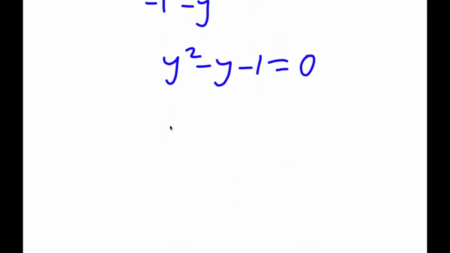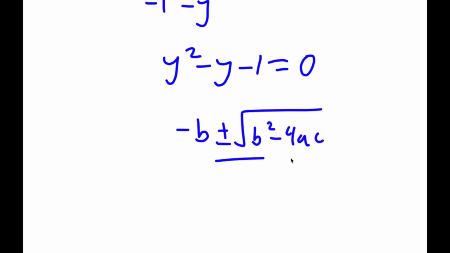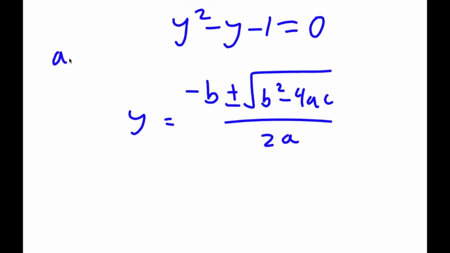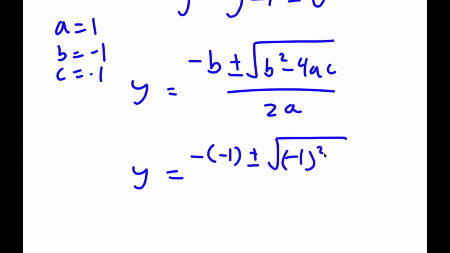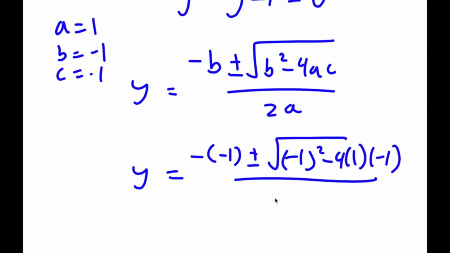Now I'm going to go ahead and factor this. So I'm going to use the quadratic formula, which is negative b plus or minus the square root of b squared minus 4ac all over 2a. So in this case, a is equal to 1, b is equal to negative 1, and c is equal to negative 1. So now I have y is equal to negative of negative 1 plus or minus the square root of negative 1 squared minus 4 times 1 times negative 1 all over 2 times 1.